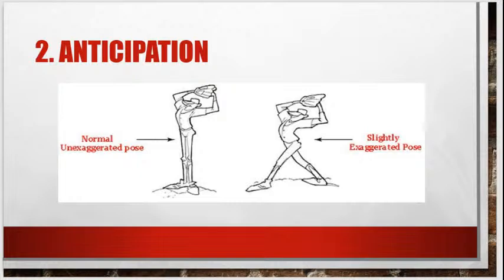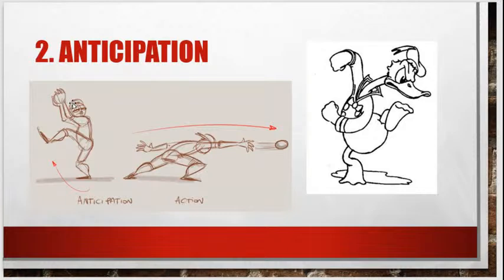Now we have here the anticipation of a man, like a baseball player, who wants to throw a ball. To make it look good, you have to show the anticipation that he is going to throw a ball. He's moving his body backwards. Then you show the action that he throws the ball. So that's the anticipation.